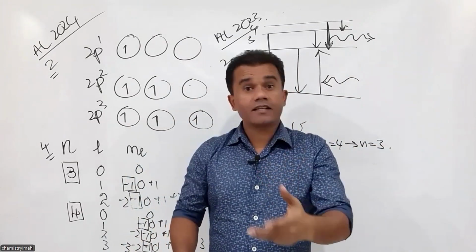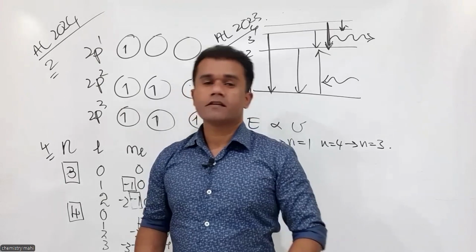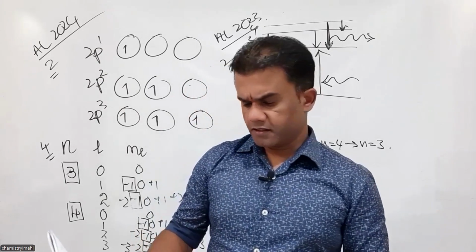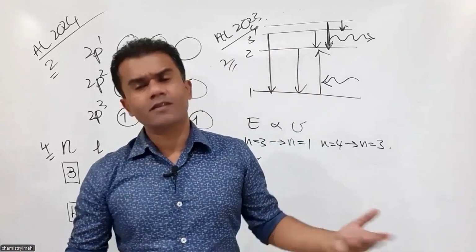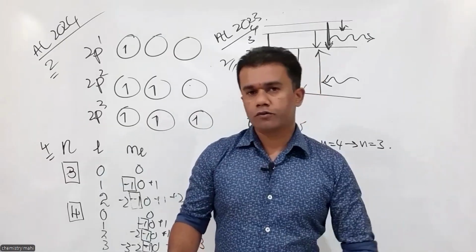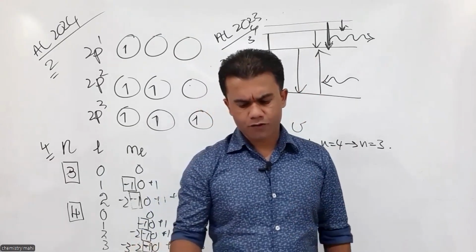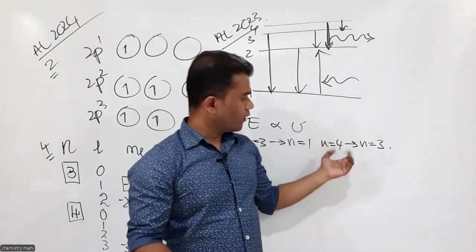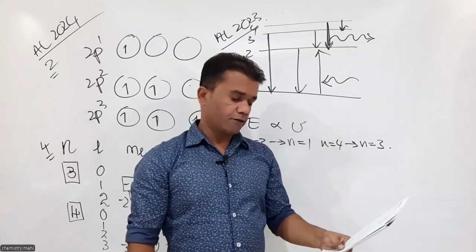But that line can't be colored. It is dark. But they ask which of the following electron transitions belong to the visible region. Visible means there should be a colored one. Then they talk about the emission spectrum. So in that particular case, the answer should be the second one, 4 to 2.